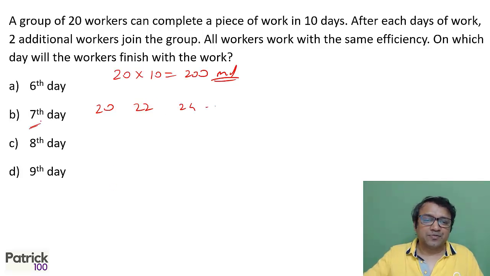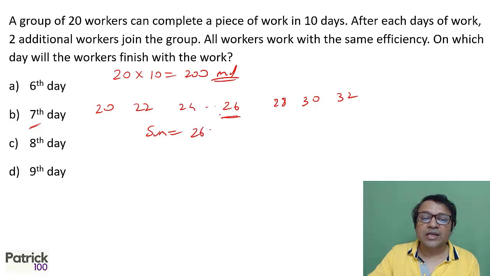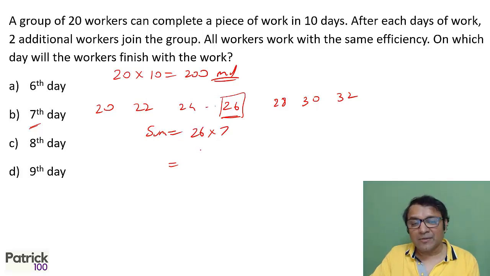Let me assume 7 days, because of the arithmetic progression concept. Let me explain: 20, 22, 24, 26, 28, 30, 32. That is 7 days. In an arithmetic progression, the sum is nothing but the average, which is the middle number 26, into the number of terms, 7. If you multiply this, 25 sevens are 175 plus 7 gives you 182. So 182 man days of work is completed in 7 days.